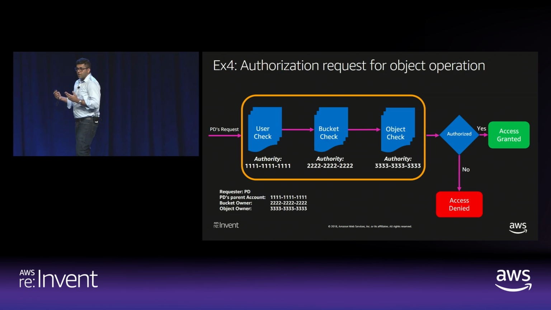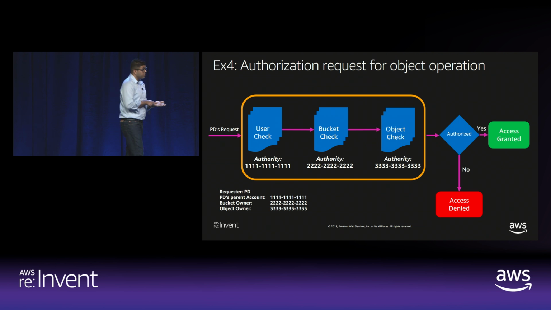And finally, so PD is a user in account 1, accessing an object that belongs to account 3, and the bucket belongs to account 2. These are all the checks we have to evaluate. Does PD have the necessary permissions to do that particular operation? Has the bucket policy or ACL allowed PD to do that operation? And if there is an object in that bucket, is there an explicit allow for that operation? So this is a good segue for cross-account access.